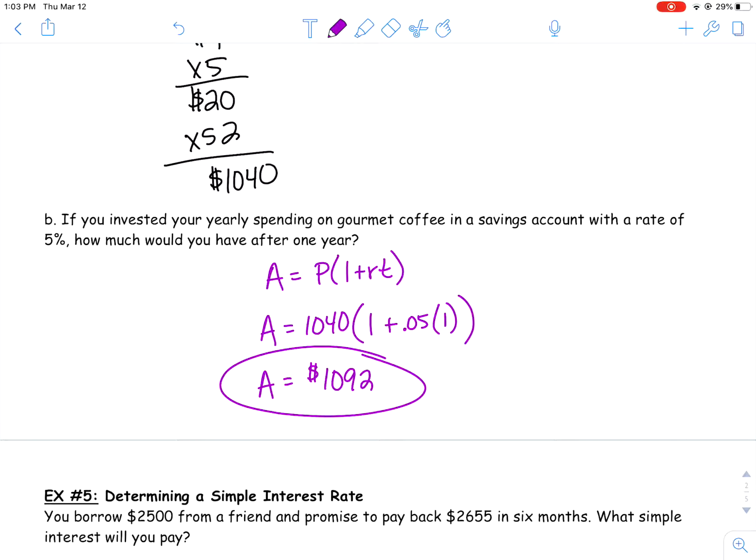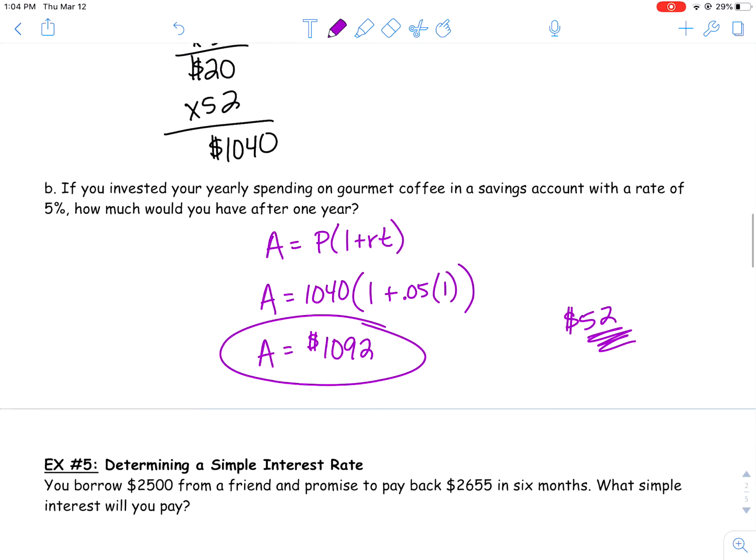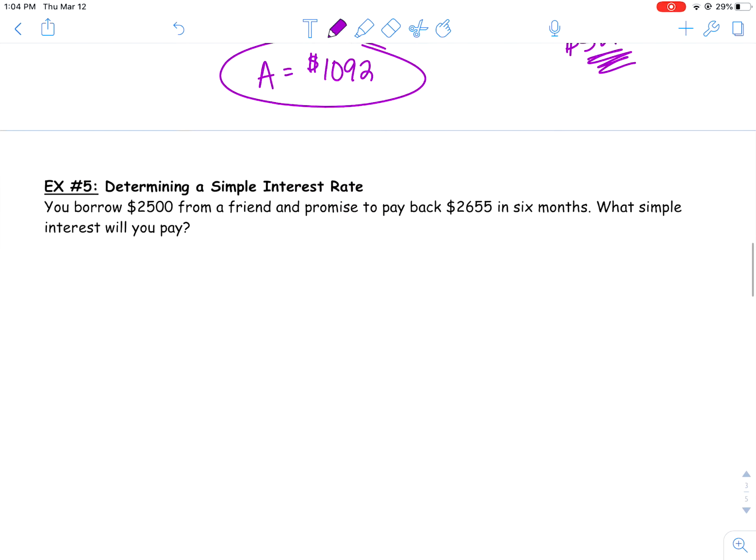So you actually made some money, right? How much money did you actually make in addition to the $1,040? Well, if you were to subtract those two numbers, you end up making an extra, what is that, $52? So an extra $52 you earned rewarding yourself by not buying your Starbucks coffee. That's pretty good, right? All right, let's do some more.